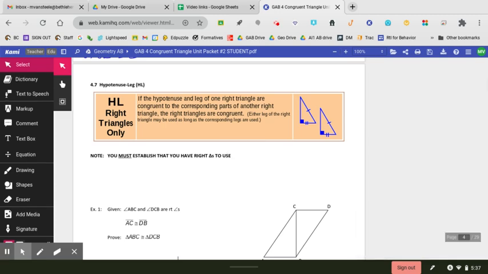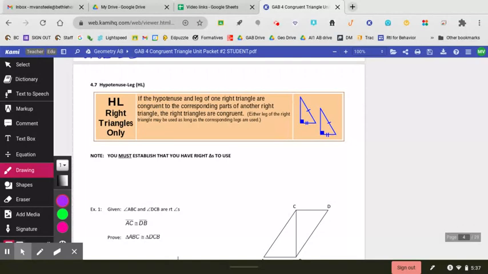Hello, everyone. Today we are going to learn our fifth method of proving triangles. So far we have learned side, side, side, side, angle, side, angle, side, angle, and angle, angle, side. And we have learned that side, side, angle doesn't work all the time. Well, hypotenuse leg, while it's only two letters, you still need to know three things.